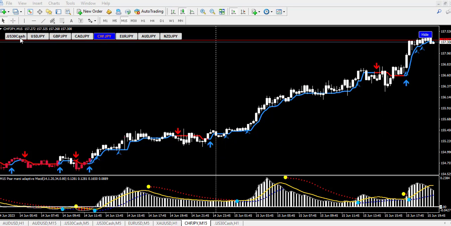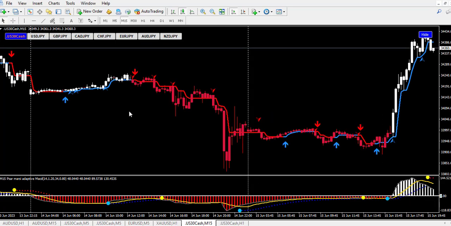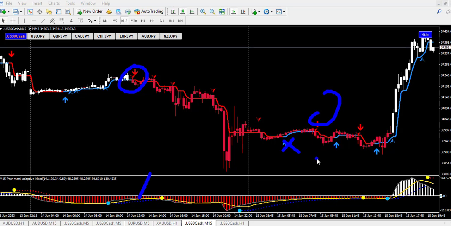This is US 30 cash, and this is 15 minutes time frame. At this particular point, we have all the indicators in agreement for a sell. This remains red, and here we have a buy signal. This is invalid. We have a sell arrow here. This is correct because we have this color here, it remains red. And at this point we have a buy signal here, and this is a correct signal also generated by this indicator. So this is how to use this particular indicator.